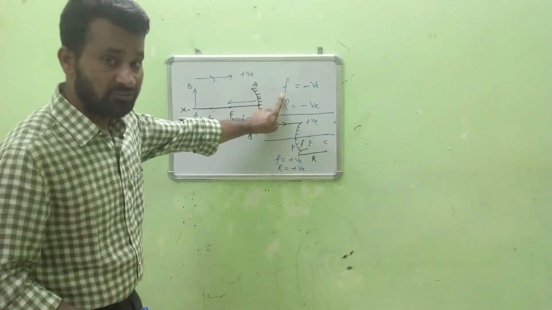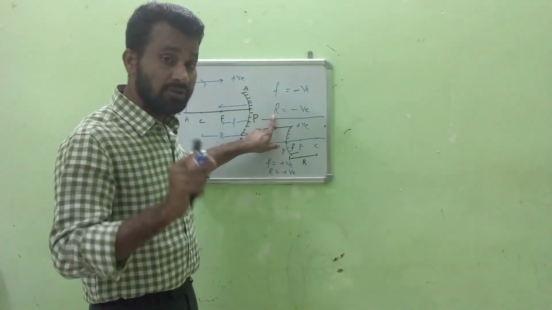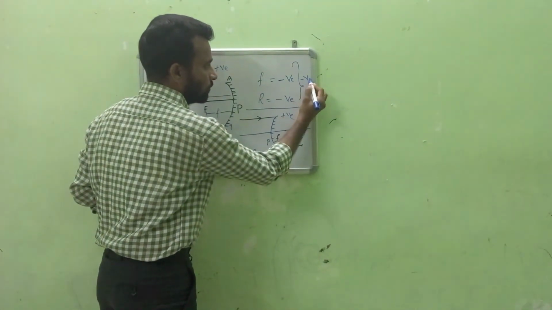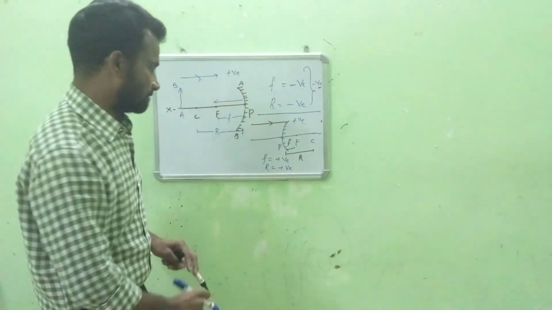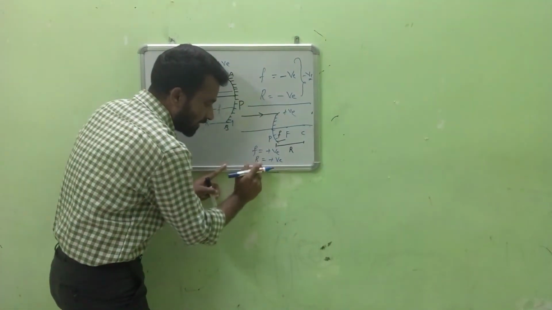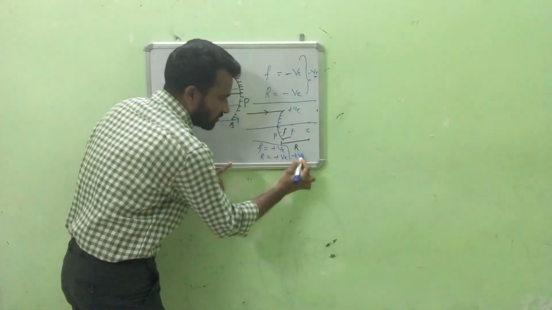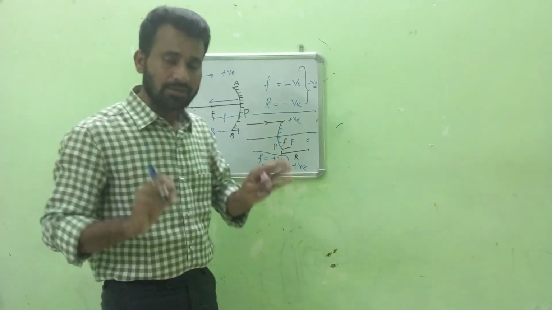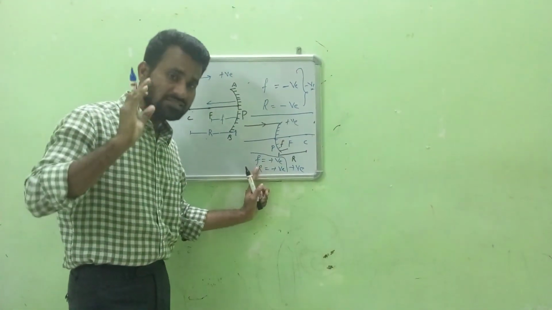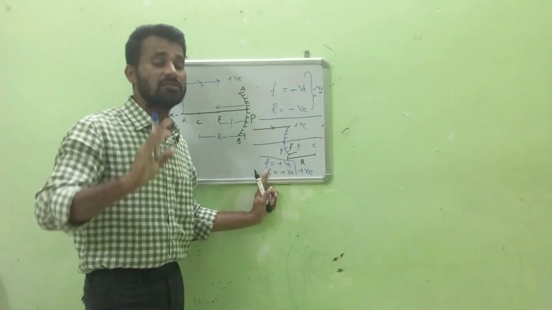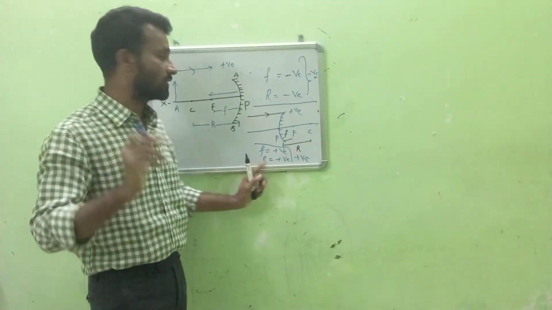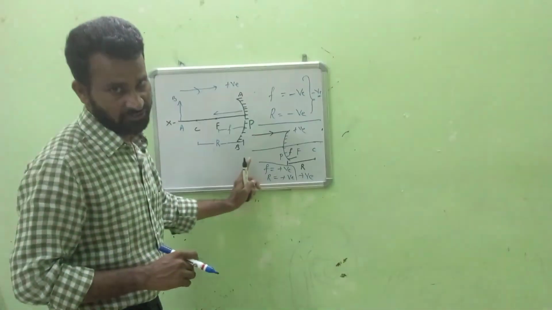Very important values here. In the case of a concave mirror, focal length and radius of curvature are both negative. Remember this point. In the case of a convex mirror, focal length and radius of curvature are both positive. If you are clear about the sign convention, you can apply these rules, and this sign convention is also very helpful to derive the mirror formula as well as for mathematical calculations. So this is about the sign convention.